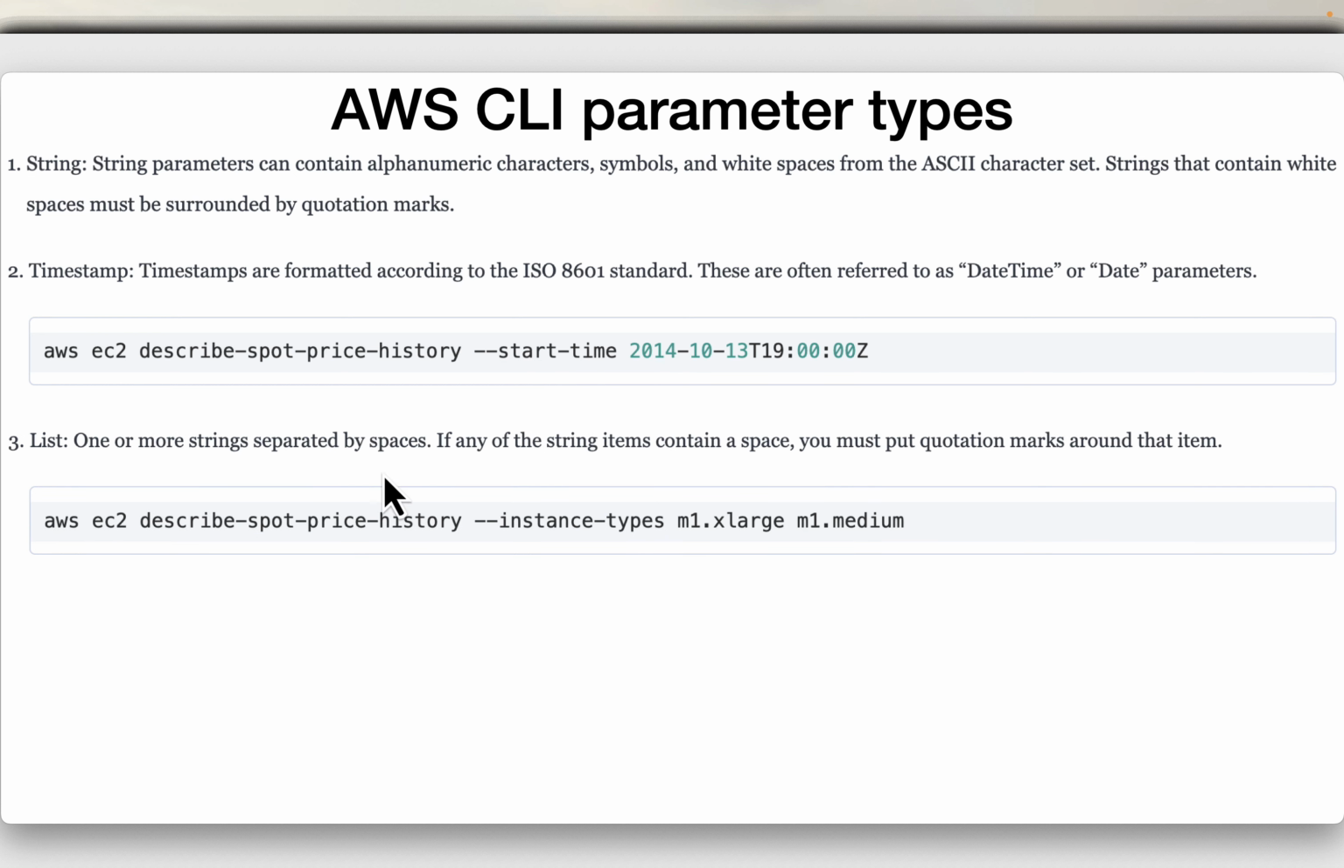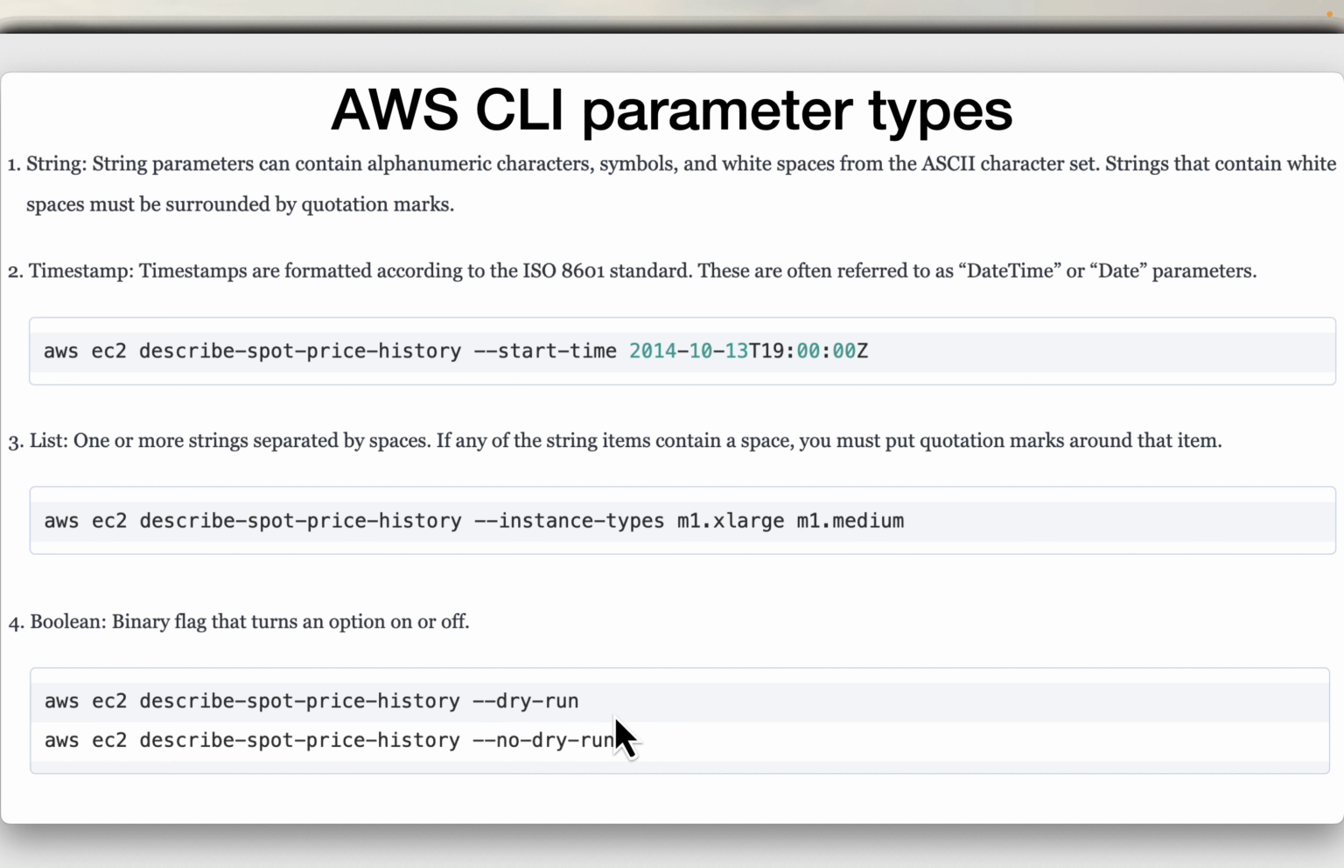Next is a list. You can specify a list, and it should be space separated. So we are saying instance types, M1 large space M1 medium. So we can have a list of values. If the values have spaces, then you must surround them with quotation marks, like double quotes.